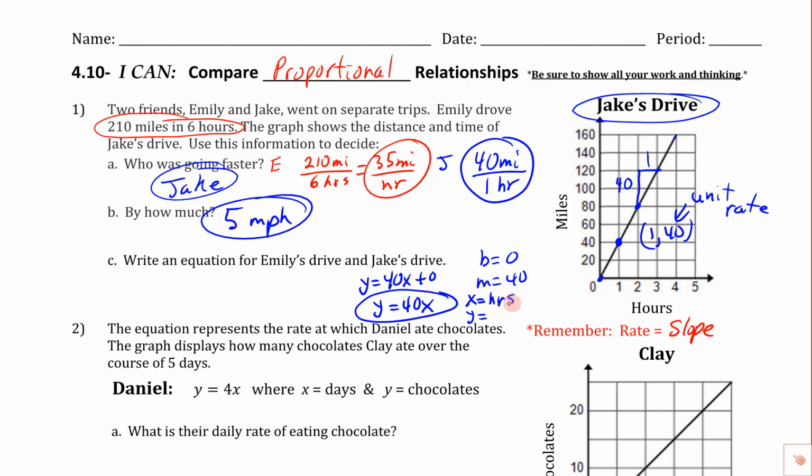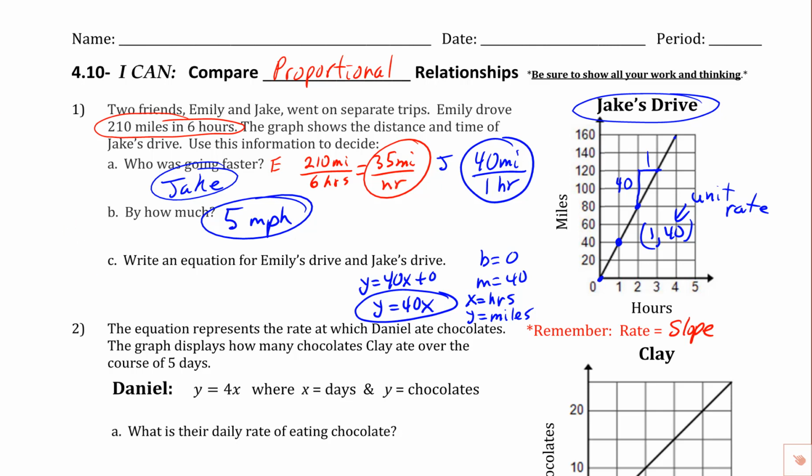X in this particular case represents hours, and y represents miles. So we always want to include that. Now, we don't have a graph for Emily, but we can still figure that out. Remember, this is her rate, and we'll assume that she drives the same speed the entire time. So if that's her rate, and this is proportional, then she would have started out in her driveway at 0 hours, 0 miles. So it would have gone through the origin.